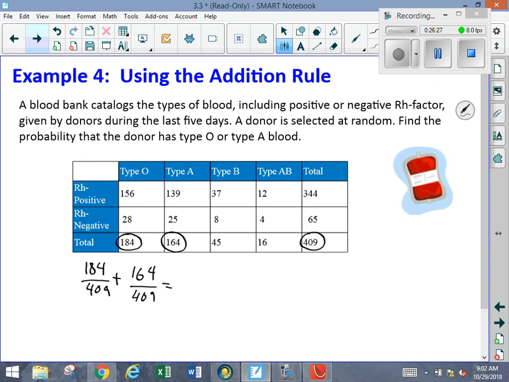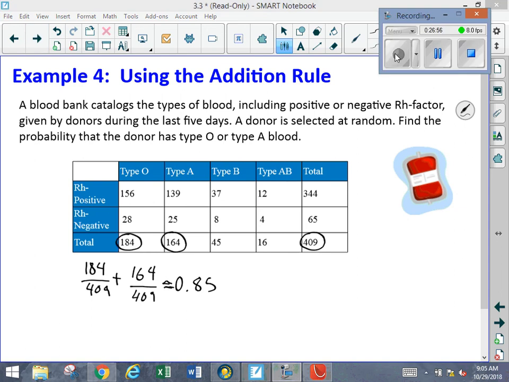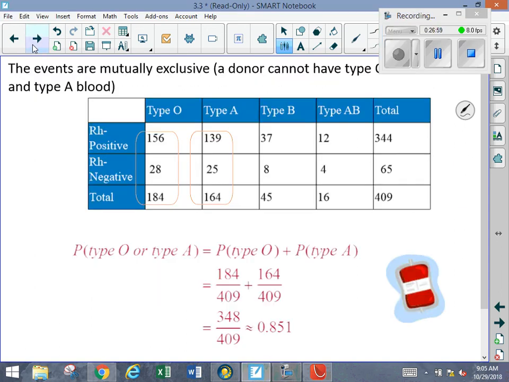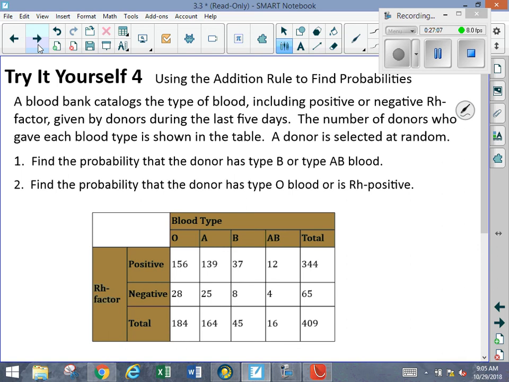We can put that into our handy dandy calculator and get a probability. 184 plus 164, all divided by 409, turns out to be approximately 0.85. And that's just a solution. Okay, same thing that I wrote in different. No, it's the same thing. Okay.